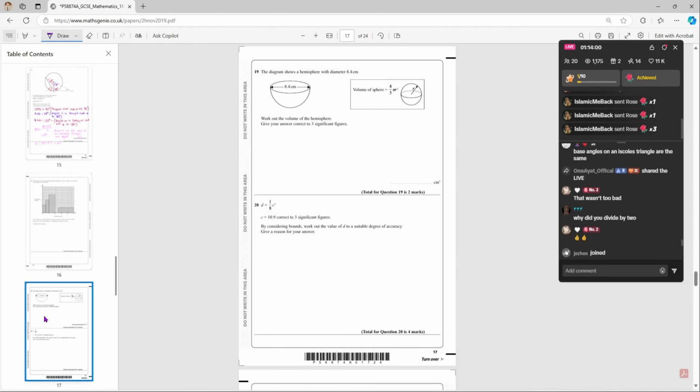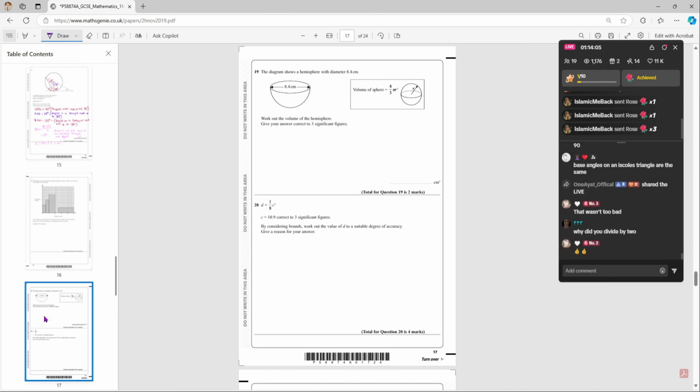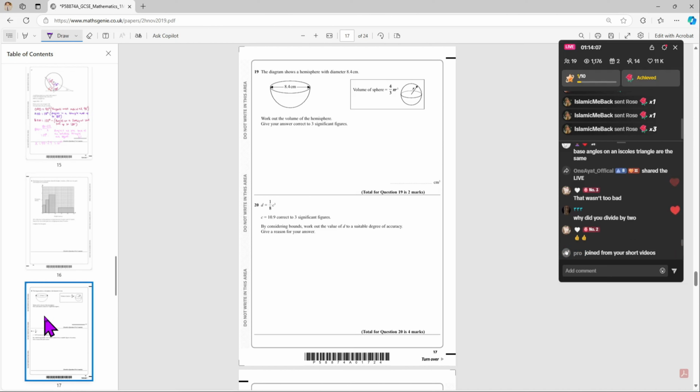Why did we divide by 2? We divided by 2 because it was an isosceles triangle, and we know that the angles at the base are going to be equal, so you have to divide by 2, okay?